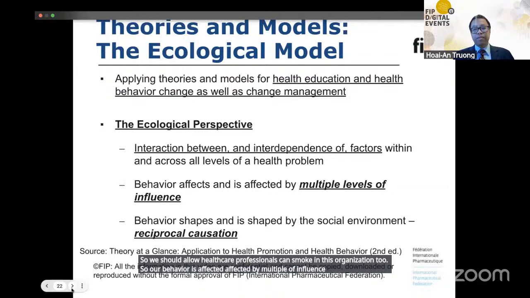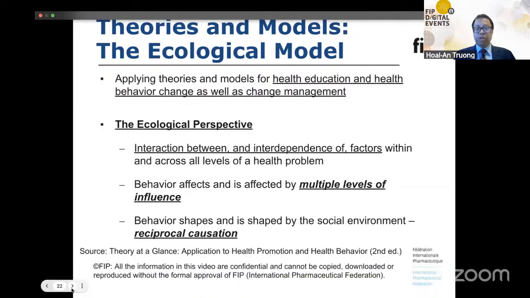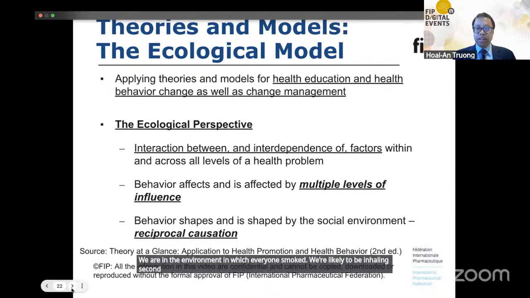Finally, it shapes and is also shaped by the social environment in which we are. It's the condition known as reciprocal causation, right? We are in an environment in which everyone smokes, so we're likely to be inhaling secondhand smoke. We're in an environment where everyone drives unsafely, so we're likely to be driving unsafely because that's what everyone is doing. Next slide, please.